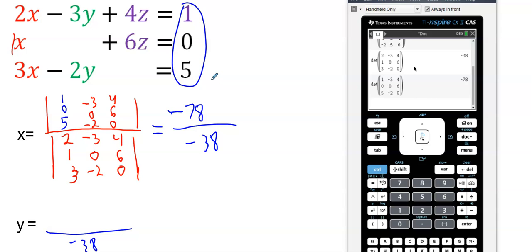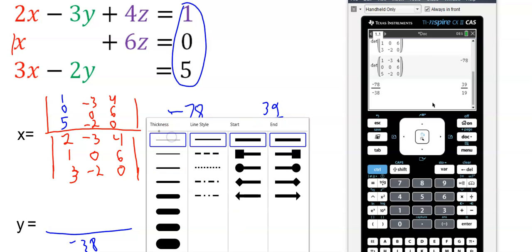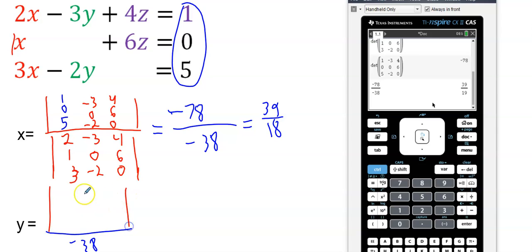See, does that simplify? So -78 divided by -38. Okay, that is definitely positive now. 39 over 18. This is a good one to use a calculator on. This would be a lot of work to do, not with a calculator here. You have to do the diagonals method a couple times.